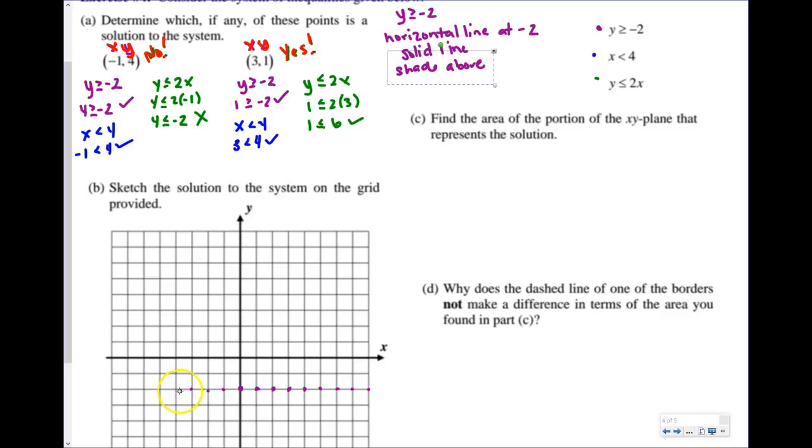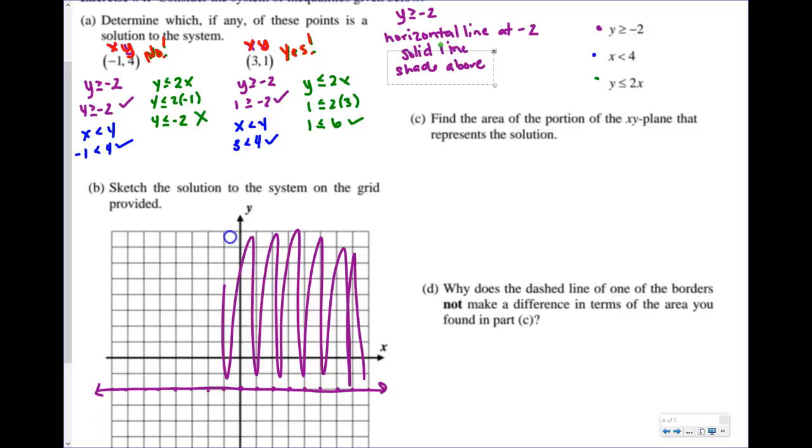So here are all my points, and I need to make a solid line. So here's my solid line, and I need to shade above. So here is me shading above. Alright, that's the first one.